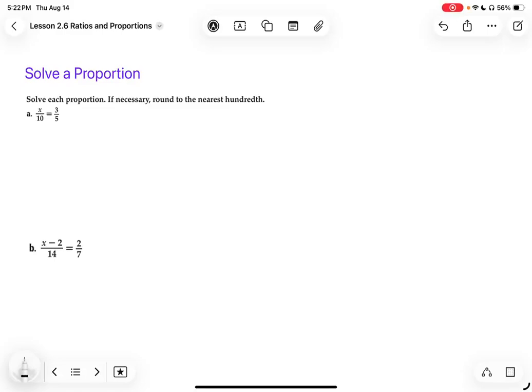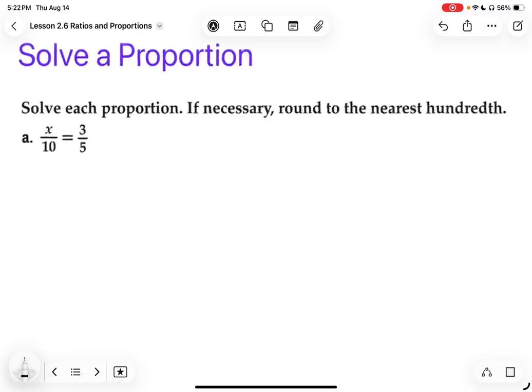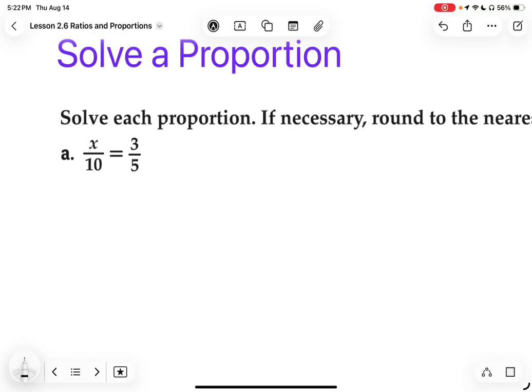Not only can cross products be used to determine if two ratios form a proportion, but cross products can also be used to solve a proportion, and they're done in exactly the same way. This proportion, x over 10 equals 3 over 5, has a missing piece, it is the x, and we're going to solve it by using cross products.